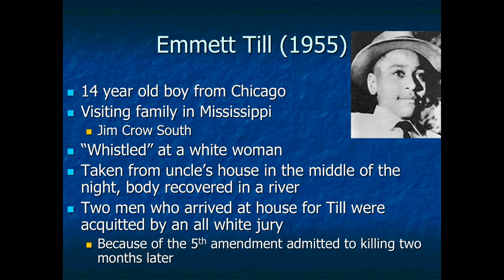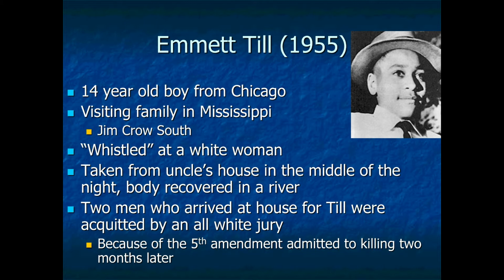It's a small town, everyone knows where everyone lives, and they grab Emmett Till from the house. And the uncle's like, well, what are you going to do with him? And they respond that they're going to teach him a lesson. Well, that lesson involved going to a barn and whipping and beating Emmett Till until he passes away, and then dragging his body and throwing his body in a river where eventually his body is recovered.